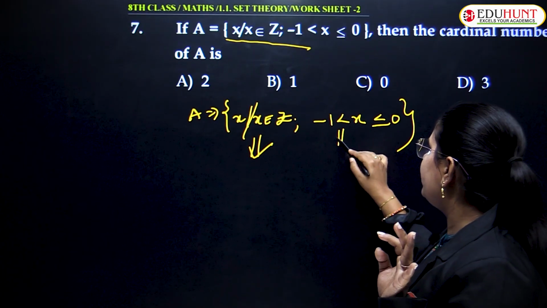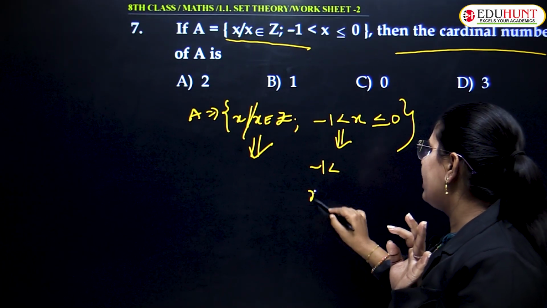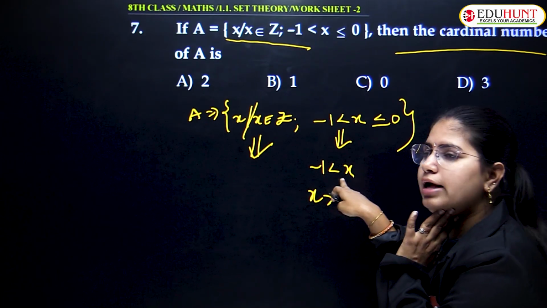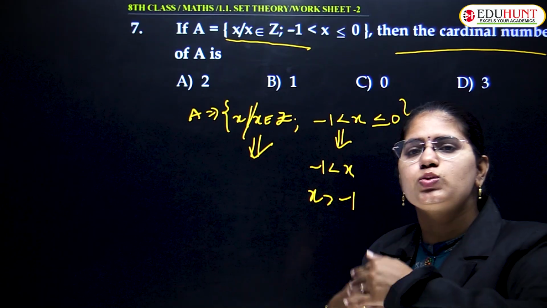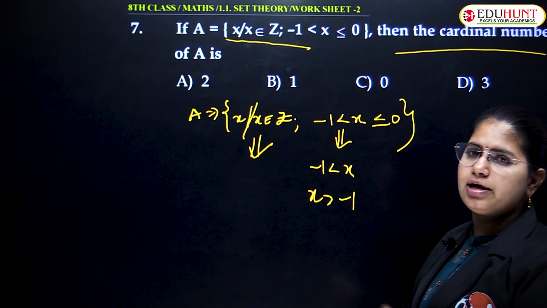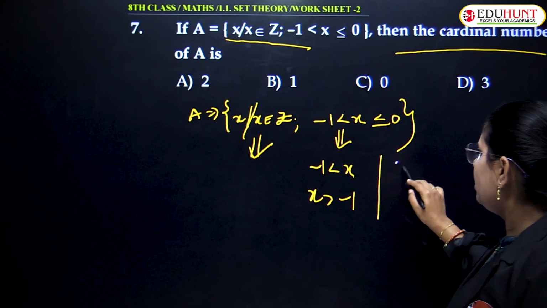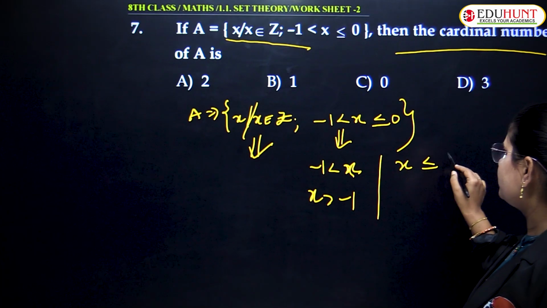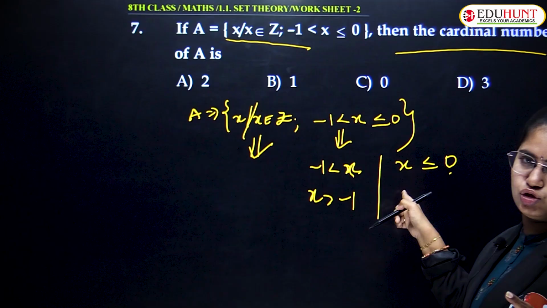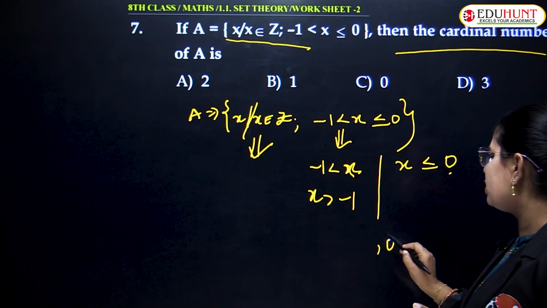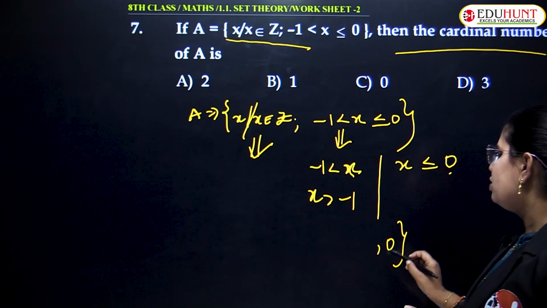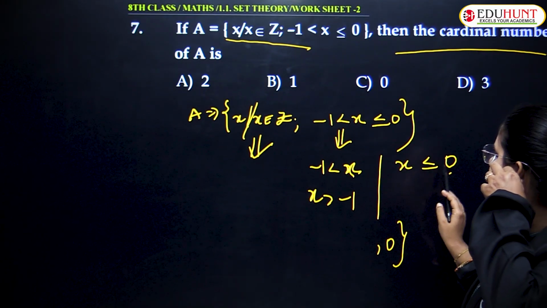Second criterion: -1 is less than x, which means x must be greater than -1. Can we write it like that? Yes, x is greater than -1. Similarly, x is less than or equal to 0, right? So x must be less than 0 but can also be equal to 0. The maximum number here is 0.